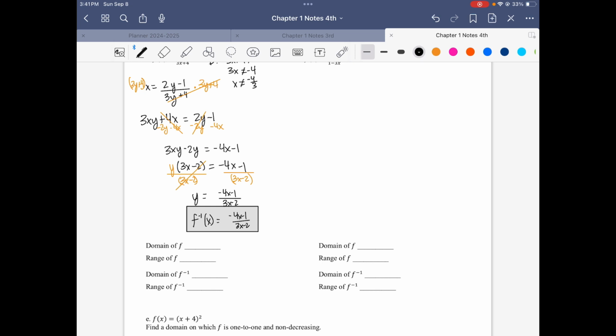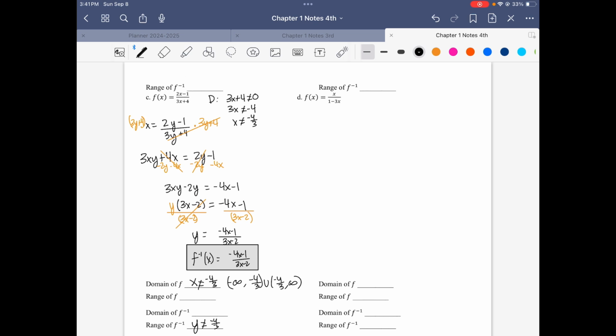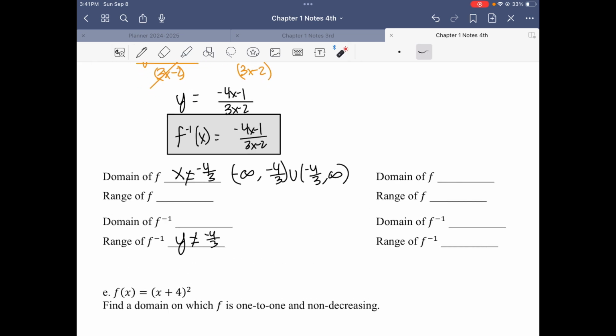So our domain of our original was that x could not be negative 4/3. If we were to write that in interval notation, it would look like this, which is often how I'll ask you to write it. All we have to do is exclude that negative 4/3, which means that the range is that y can't be negative 4/3 for the inverse. And I did want to point this out.